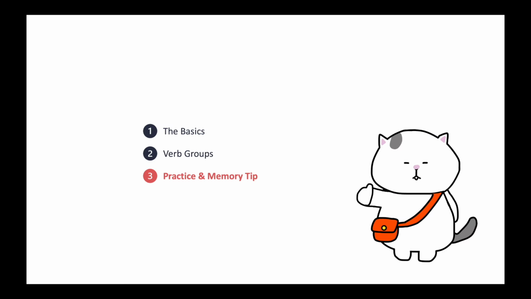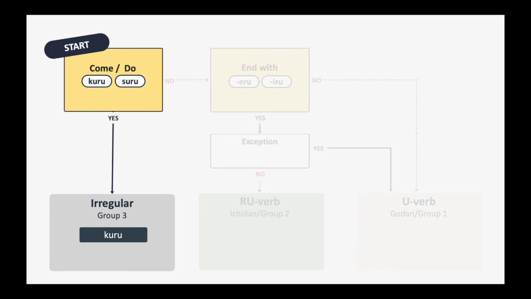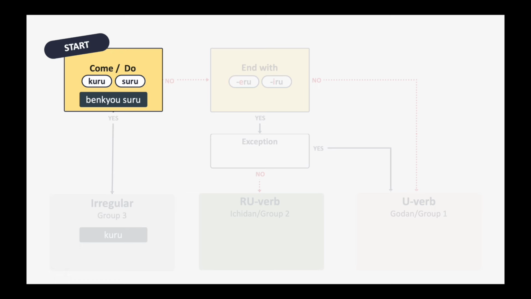Now let's practice identifying a verb group based on the rules. The first example is kuru, to come. Identifying irregular verbs is the easiest, so we check if the verb is an irregular verb first. This one is pretty easy. Kuru is an irregular verb. How about benkyou suru, to study? Benkyou suru is a suru verb, so this is also an irregular verb.